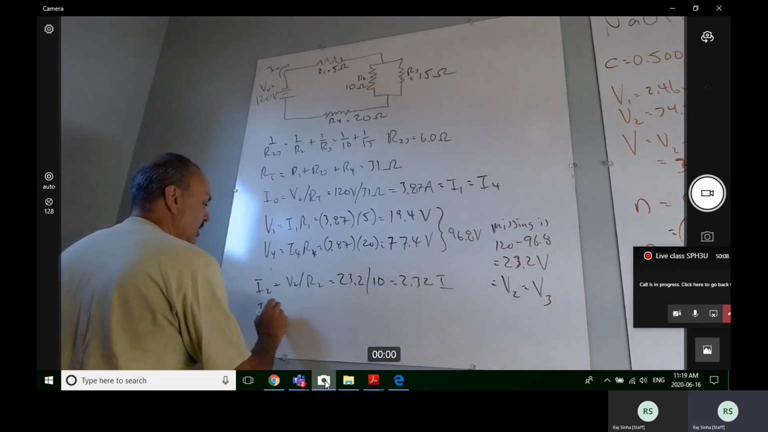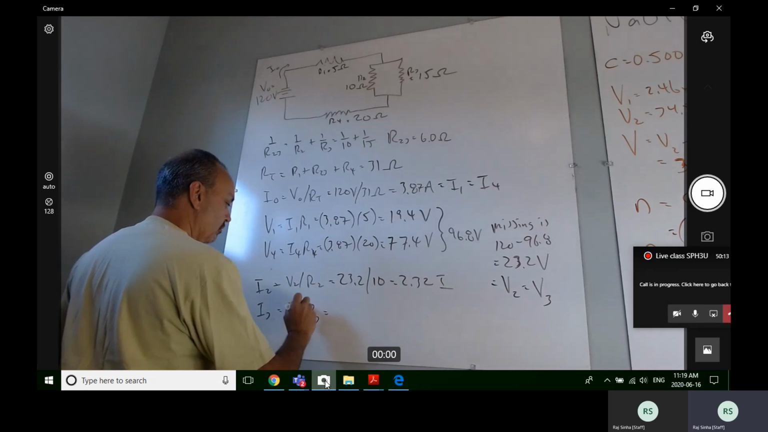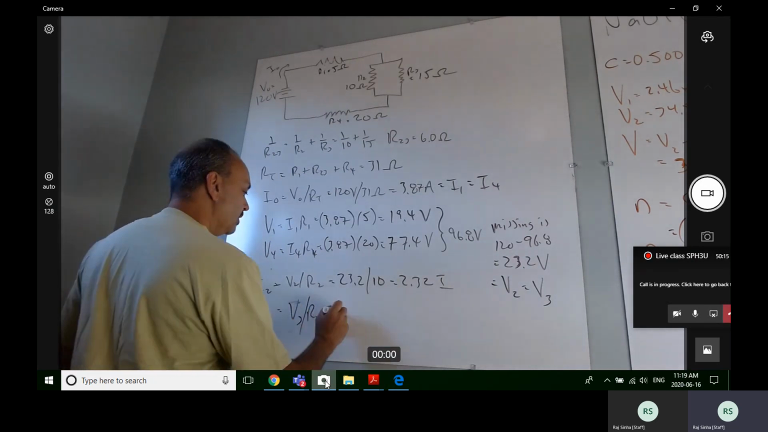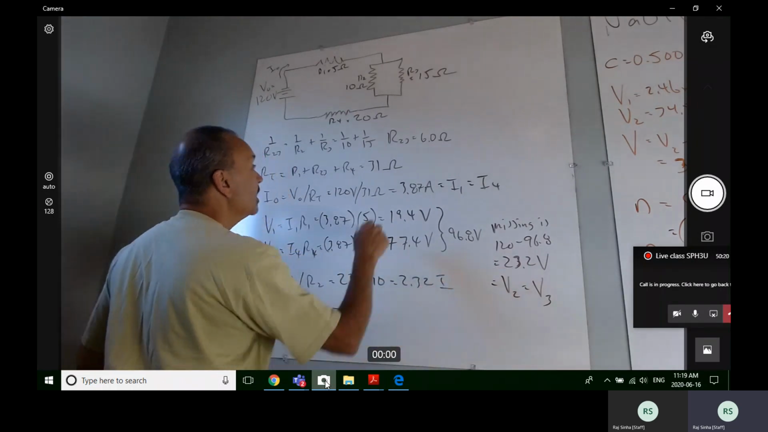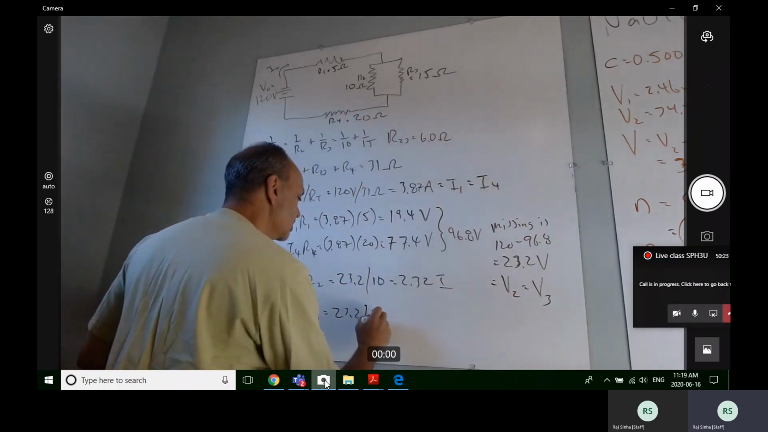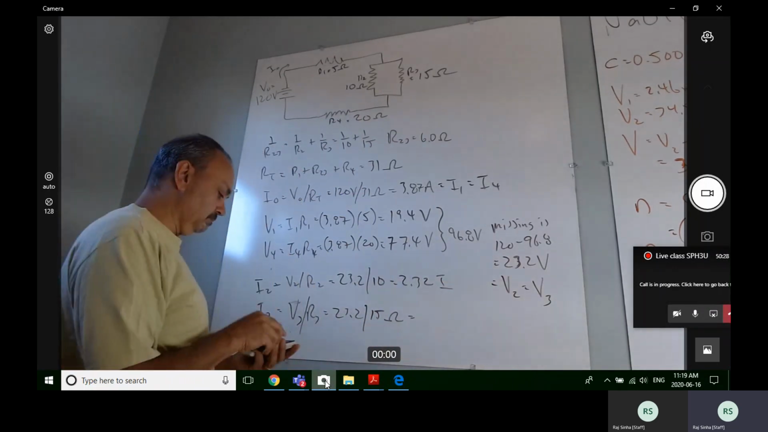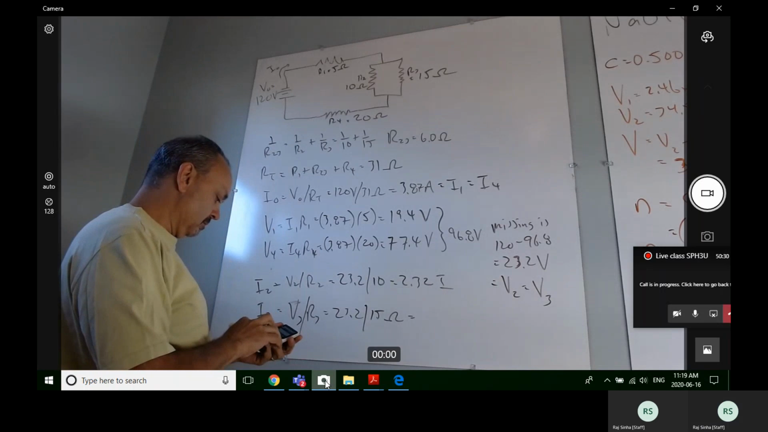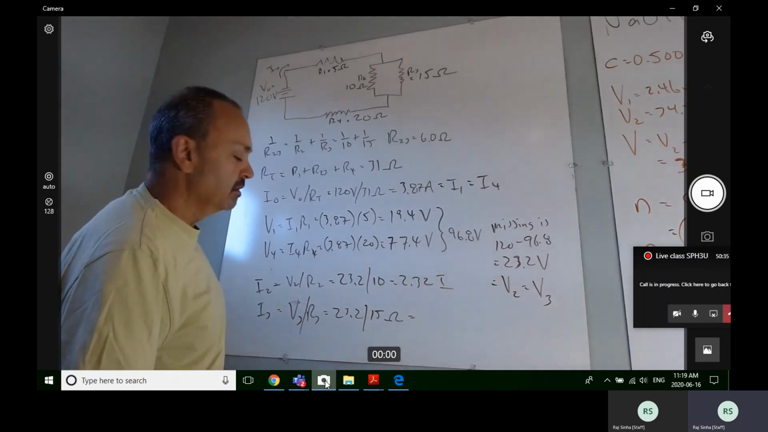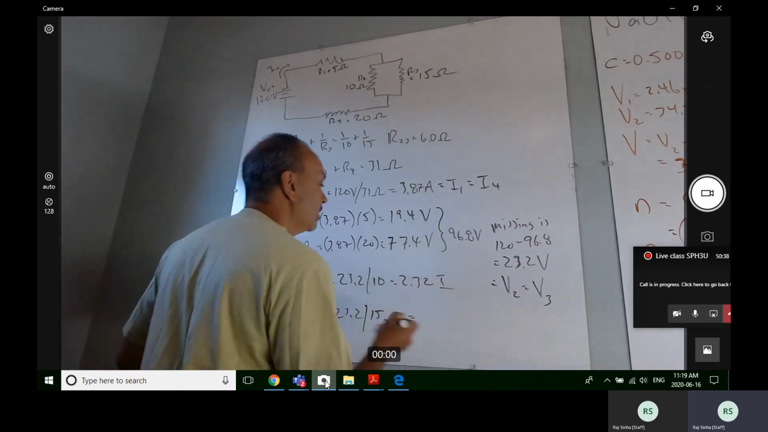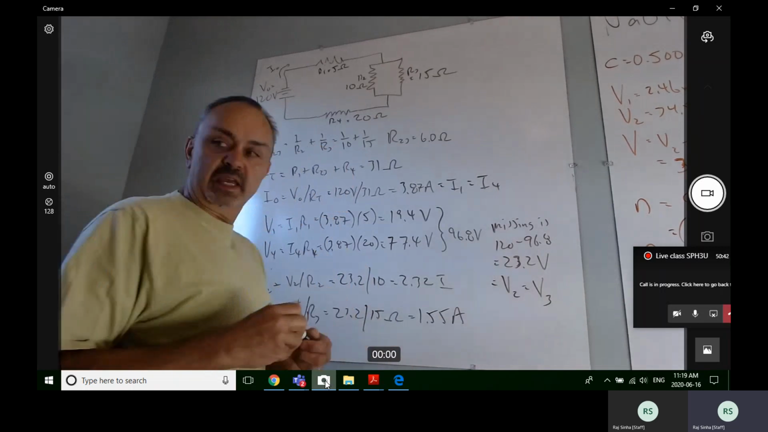And my I3 equals V3 over R3. My V3 I know is 23.2, divided by my R3, which is 15 ohms. I'm getting 1.55 amps. Sorry, that should be amps up there.